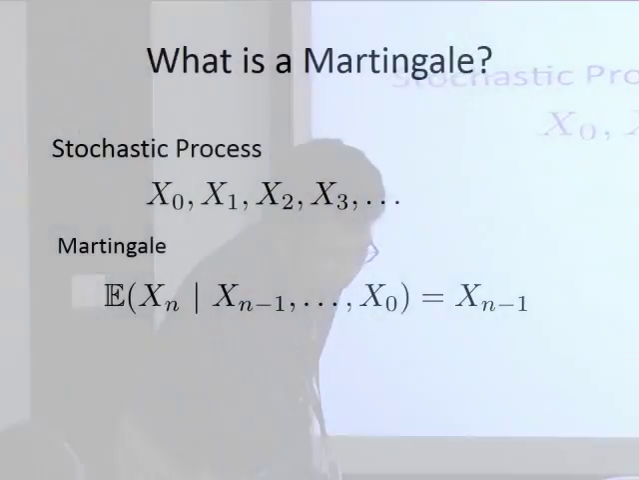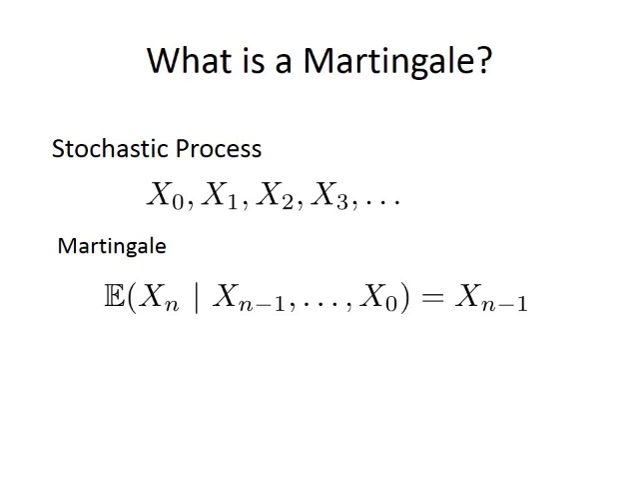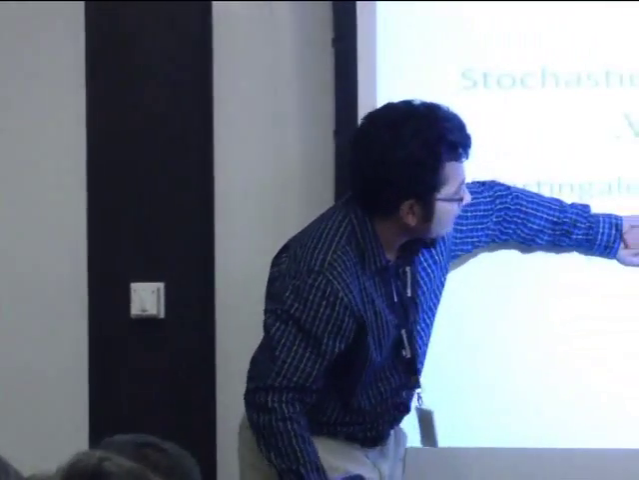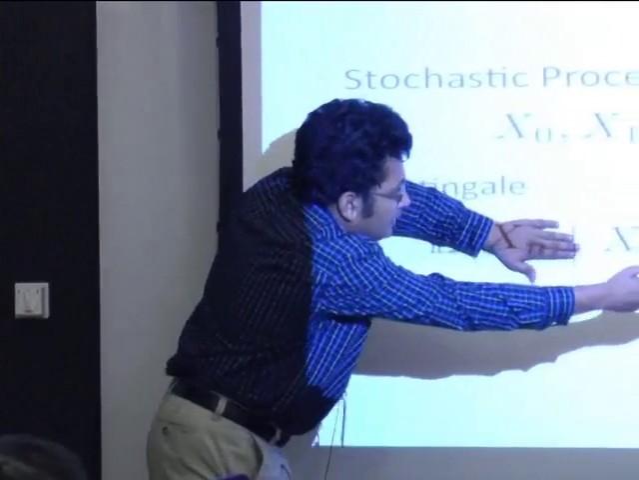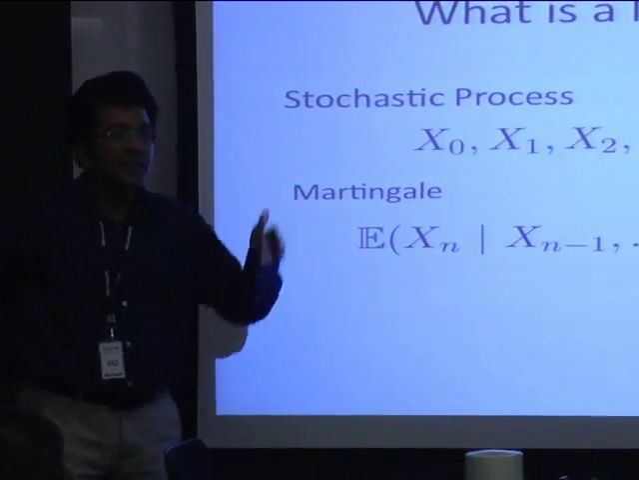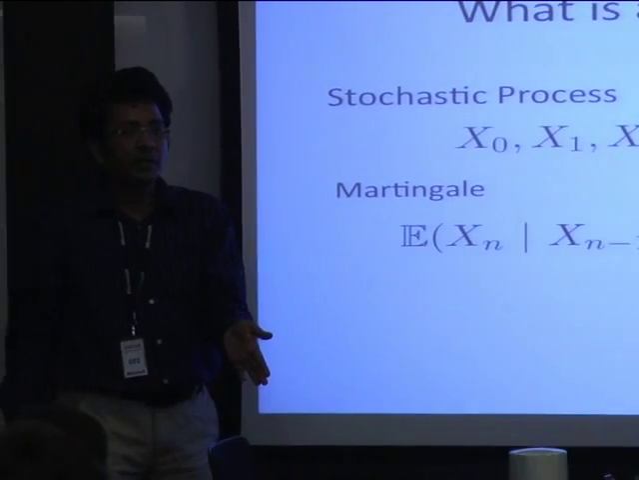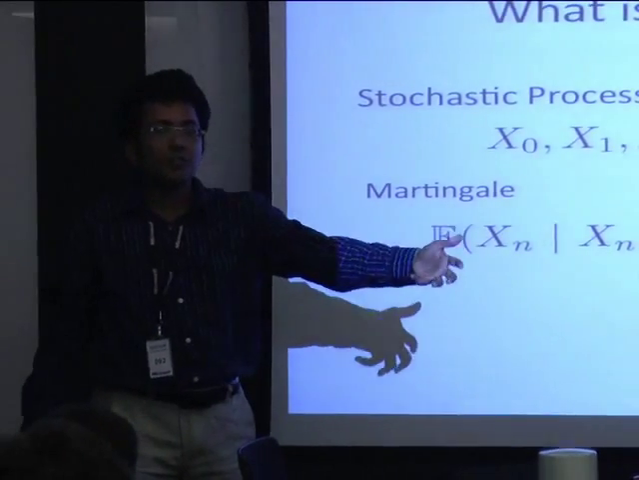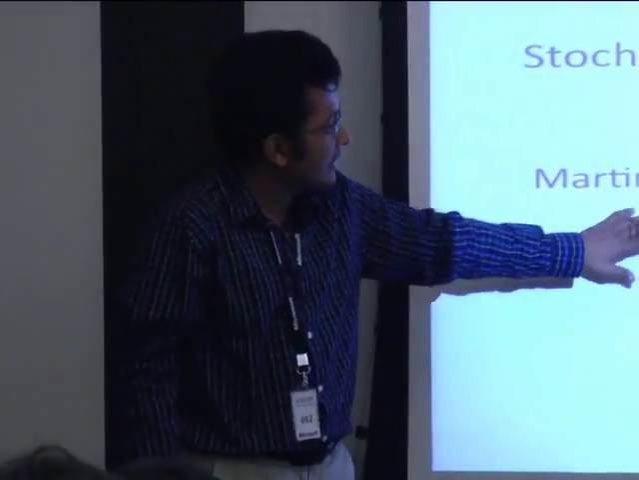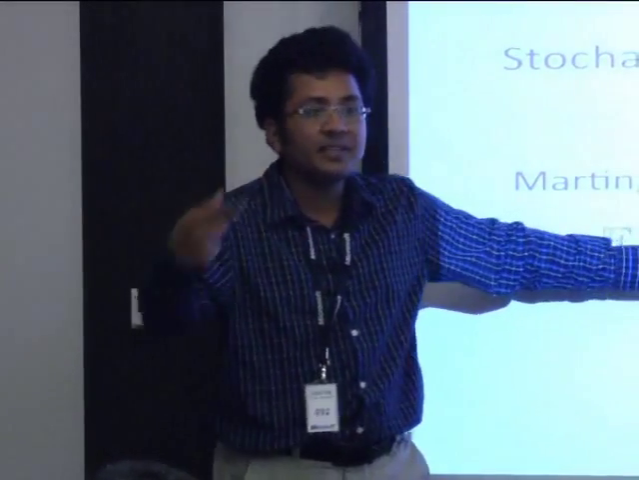Okay, a martingale is a special kind of stochastic process, and this is everything that I'm going to say in my talk. This is the message of my talk. A martingale is a process which satisfies this very strange looking thing. What it says is, suppose I have seen everything from start of time to n minus 1. I have seen everything that has happened from the beginning of time to current time, n minus 1. What is my expectation of what I am going to see in the next step?